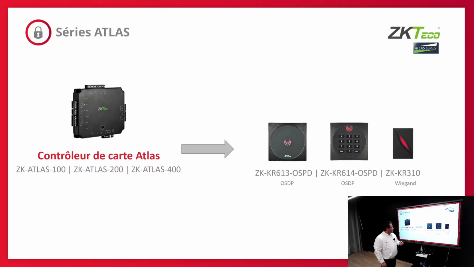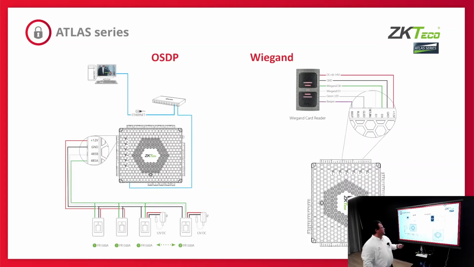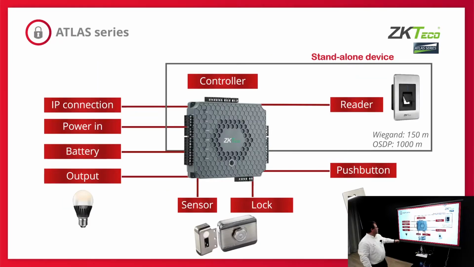And let's continue. Here we see some schematics of how to connect the devices. In here on the Ethernet, you can use the PoE switch connected over here. And then on the serial bus, you can connect all the devices in parallel to grant access on the doors. The Wiegand card readers we have over here. Controller, IP connection, power, battery option, also useful when there's a power failure.